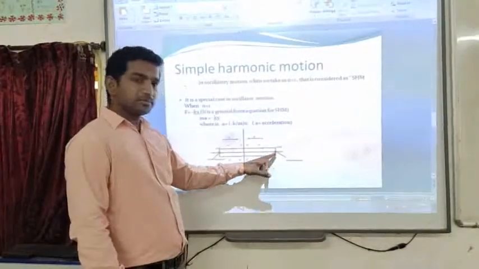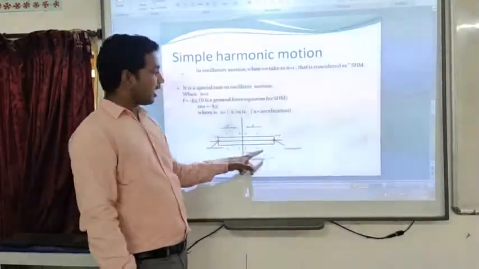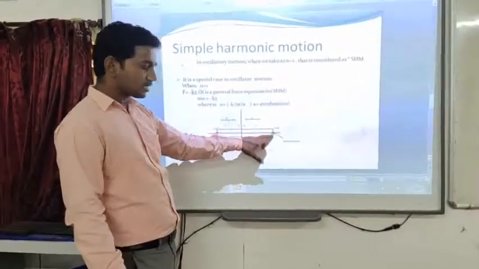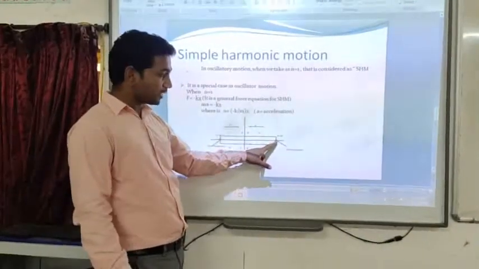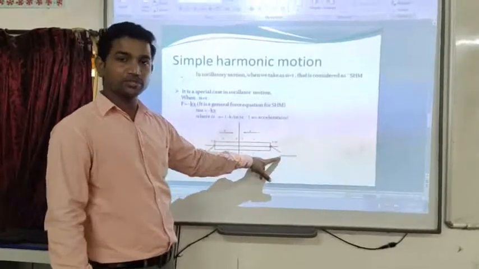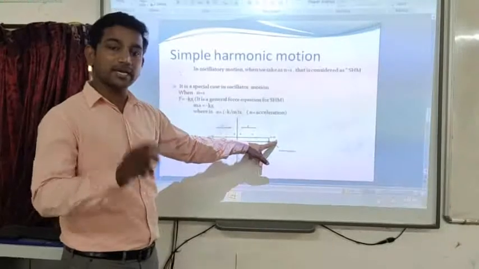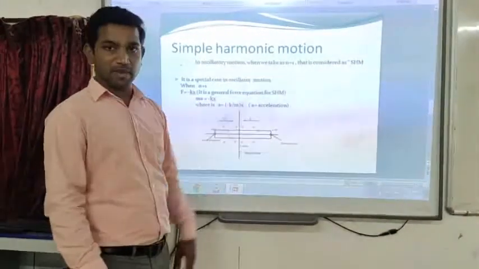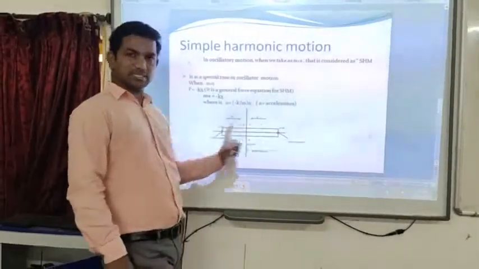Right, at this position the velocity is 0 and acceleration is maximum, so displacement is maximum. We can also call this the extreme position of the particle. At the extreme position, the displacement of the particle is maximum, velocity is 0, and acceleration is maximum. Like that we have two extreme positions in this case.